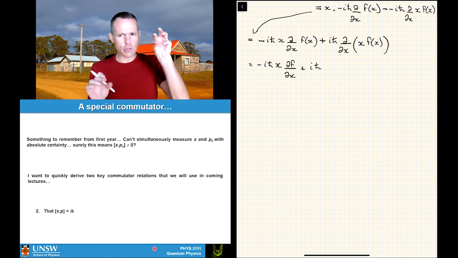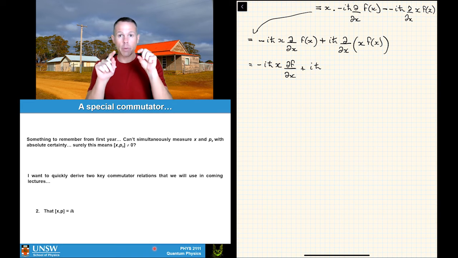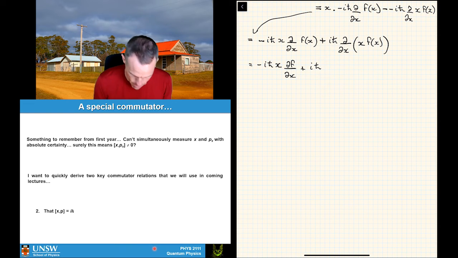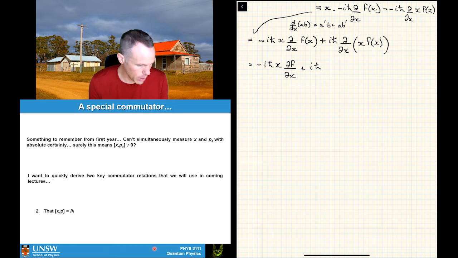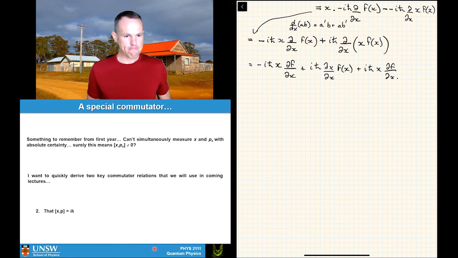And of course, now I'm taking the derivative of a product, right? And you know when you take the derivative of a product, if you've got the derivative of AB, it will be the derivative of A times B plus A times the derivative of B, right? d on dx of AB is equal to A dash B plus A B dash. So what we're going to have here is dx on dx times f of x plus i h bar x df on dx, okay?